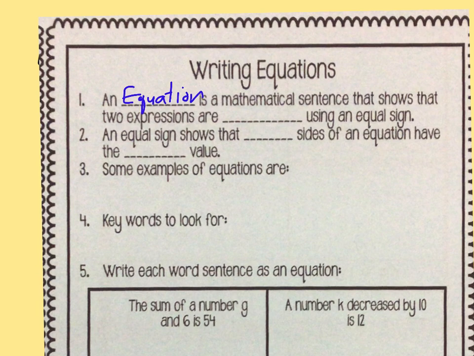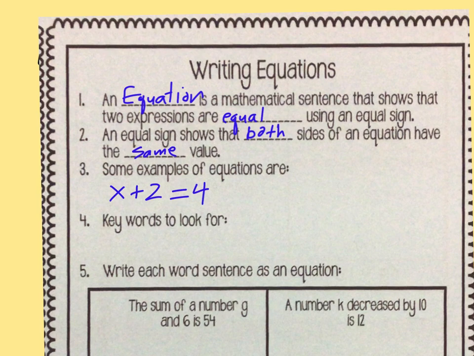An equation is a mathematical sentence that shows that two expressions are equal or equivalent using an equal sign. An equal sign shows that both sides of an equation have the same value. Some examples of equations are x plus 2 equals 4.